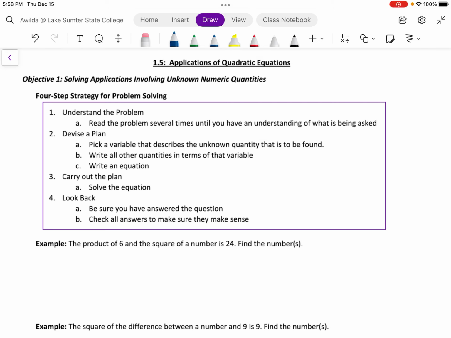In section 1.5, we're going to look at some of the applications of quadratic equations. For any of these problems, it's important that we spend some time thinking about what the problem is representing, devising a plan on how to model the situation with a mathematical equation, then carefully solving the equation, and finally revisiting the problem to make sure that what appears to be a solution actually works in the context of the problem.